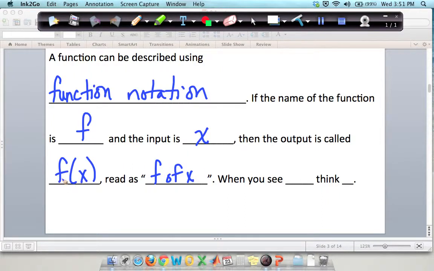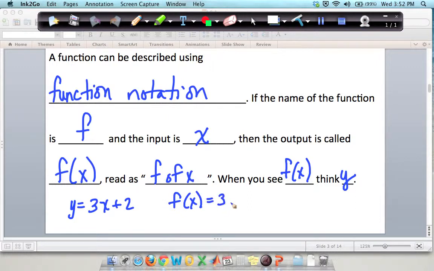So this is a function f, and your input is x. And when you see f of x, you can think y. So when you graphed linear equations, you might graph something like y equals 3x plus 2. Well, you can also write that as f of x equals 3x plus 2. It just means the two different ways to write the same thing.